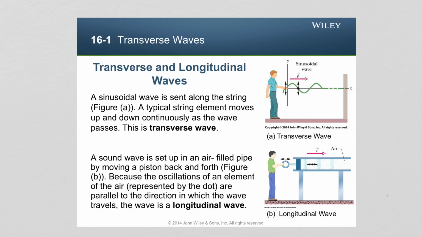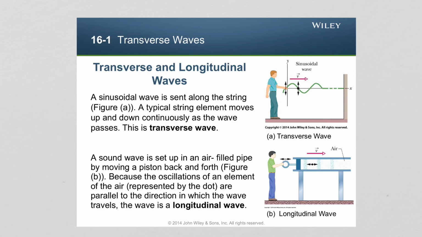So then those molecules will collide with molecules next to them, and they will collide with molecules next to them, and so on and so forth. And effectively, a compression of the air molecules is created close to the piston. That compression of molecules will move to the right.